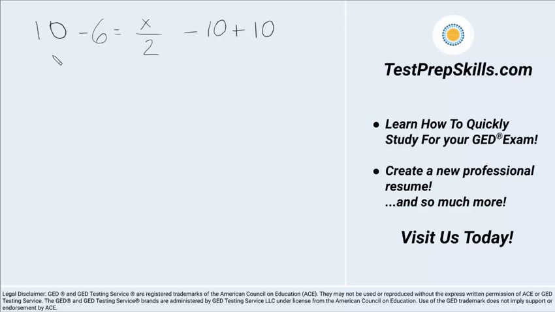So let's simplify. Looking at the left-hand side, we have 10 minus 6. It's going to give us 4. Then we have this negative 10 plus 10. That's 0. So we're just left with x over 2.